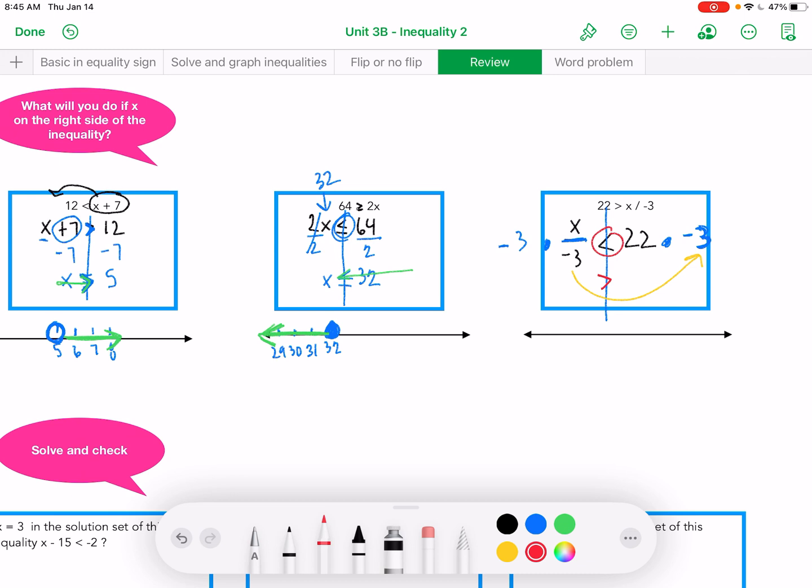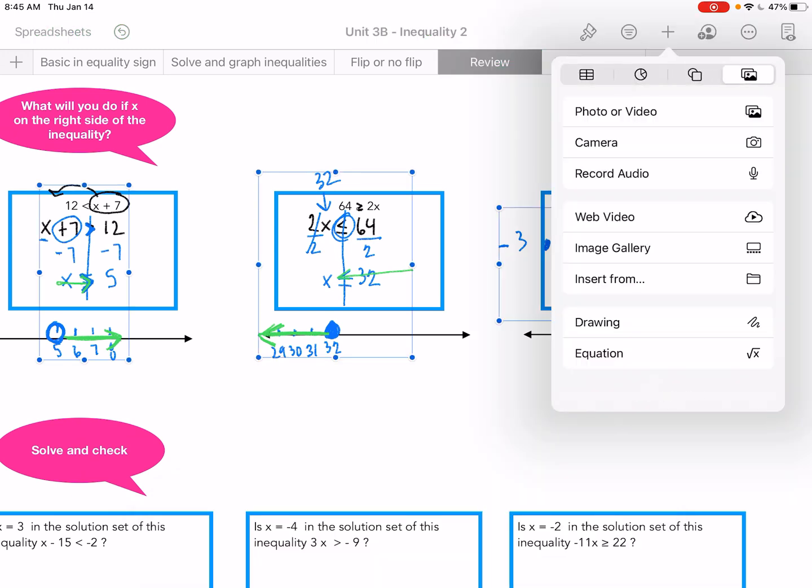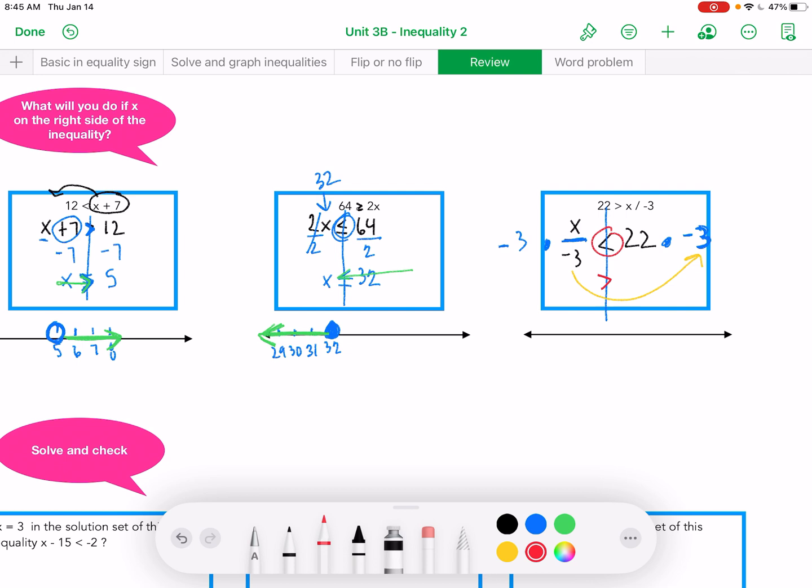I feel like my pen just froze. Let me go to plus, pictures, disconnect. Can I do drawing? Okay, I'm going to draw with my, okay, we're good.